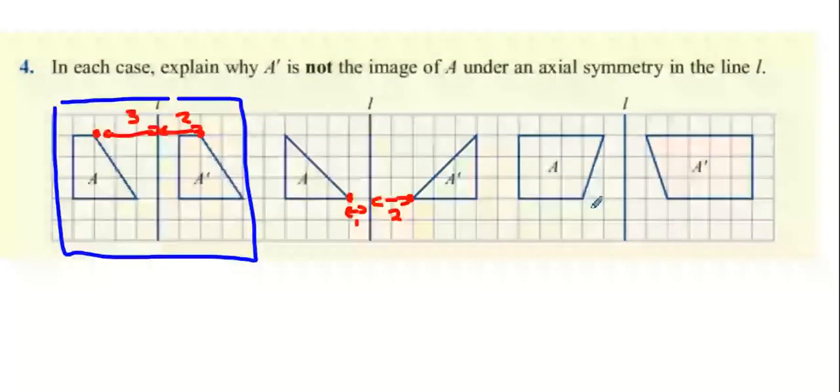Okay, next one here, we can see that this blue one, now we see that they're both 2, that's okay. And the green dots are both a distance of 1 away from the mirror. So far so good. I bet this will be the mirror image. However, the distance between this green dot and this purple dot is 5, while on the original it's a distance of 4. This means it is not a reflection in axial symmetry under the line L. Just not going to happen, okay?